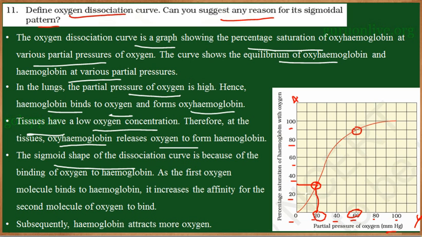So this shape is called a sigmoid shape, and this is due to the binding of oxygen to the hemoglobin. Generally each hemoglobin can bind to 4 oxygen. So once the first oxygen binds to the hemoglobin, this oxygen increases the affinity of hemoglobin to bind to the second oxygen, and so on. So that is why the sigmoid shape takes place. So students, here we learned about the oxygen dissociation curve and the reason for its sigmoidal pattern.